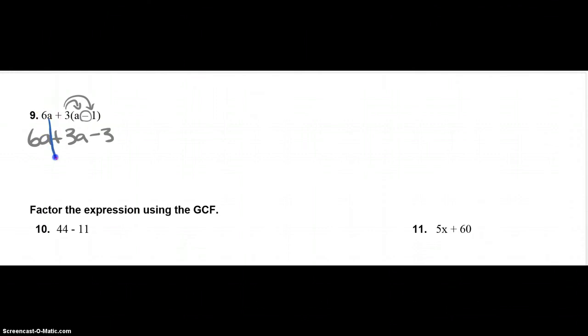Now I'm going to separate my terms. So I draw a line in front of every plus or minus sign that I see. And I notice that 6a and 3a are common terms. They're like terms, so I can combine those. So 6a plus 3 more a's, that is 9a. And then I'm going to bring down that minus 3. So my answer should be 9a minus 3.